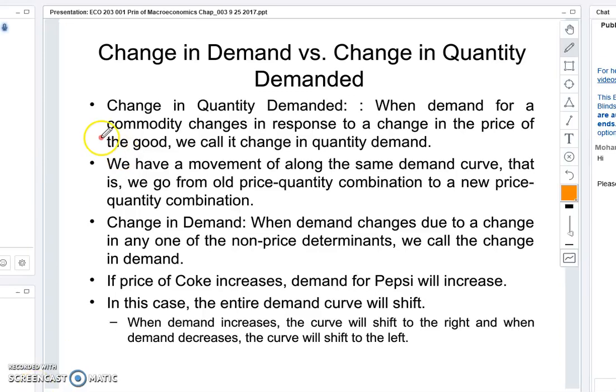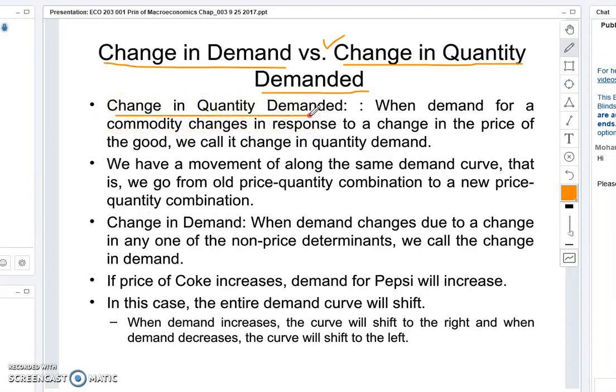So here we define the difference between change in demand and change in quantity demanded. See, when demand changes as a result of the change of the price of the commodity itself, we call that change in quantity demanded.